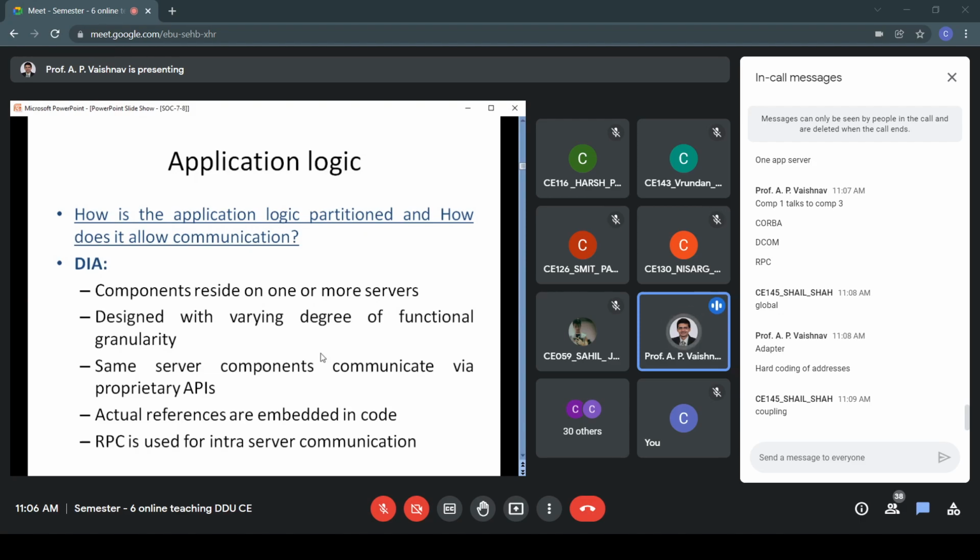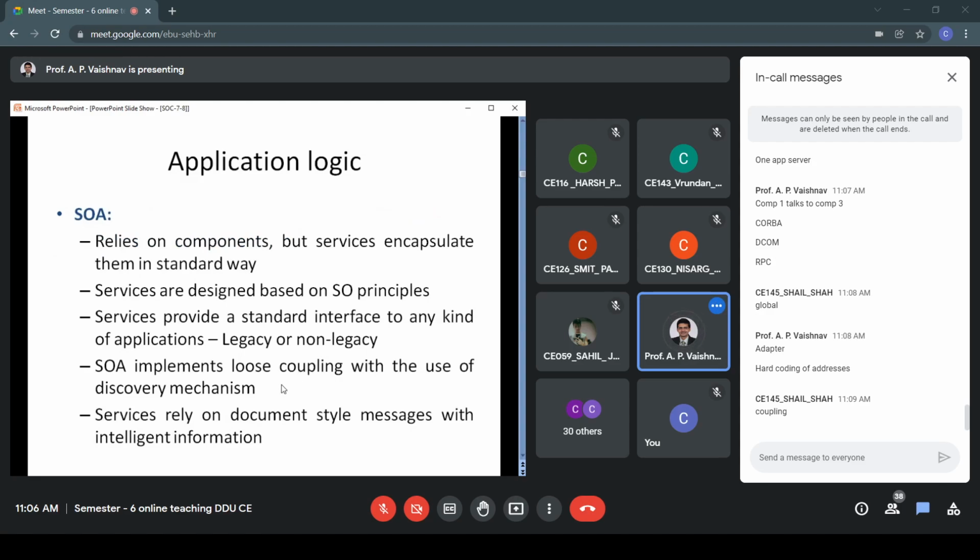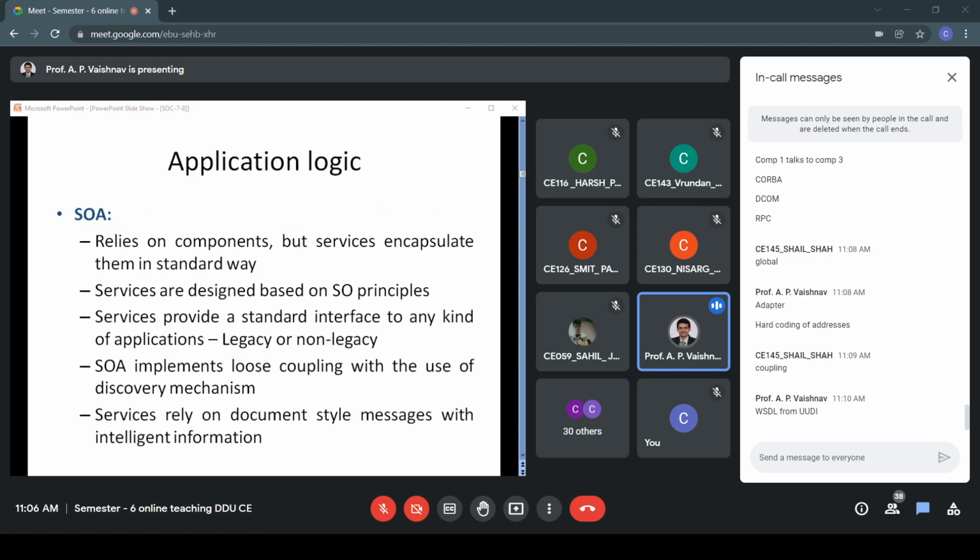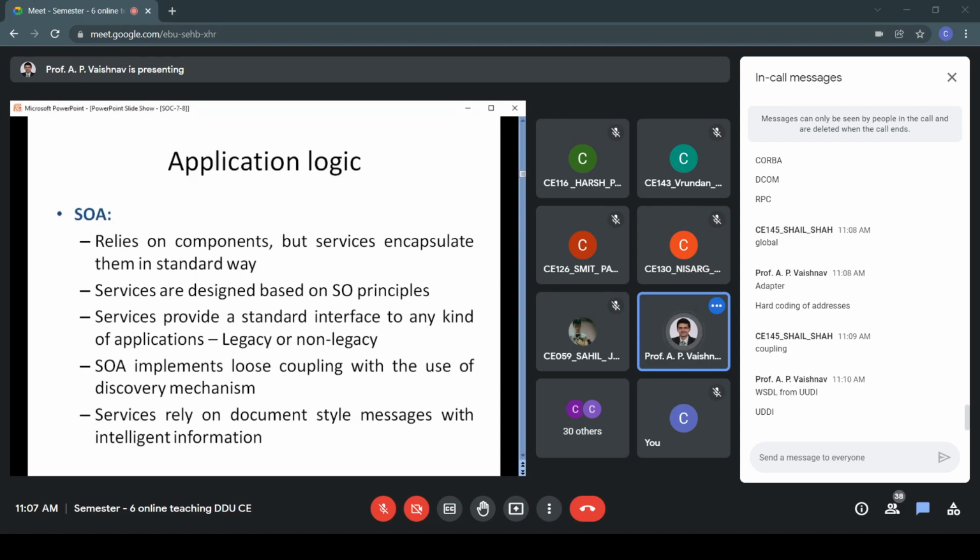In SOA, as opposed to that, we use a discovery mechanism, right? We get the WSDL file from UDDI, and then we are able to communicate with the service, right? So you can say that we are using loose coupling. We don't connect to the service directly. First, we go to UDDI, then we fetch the WSDL file, and then you are able to get that information.